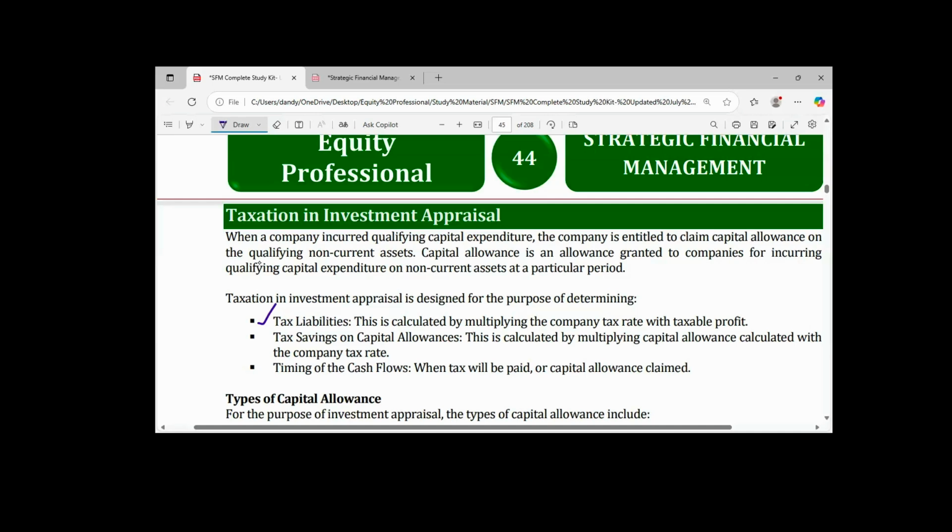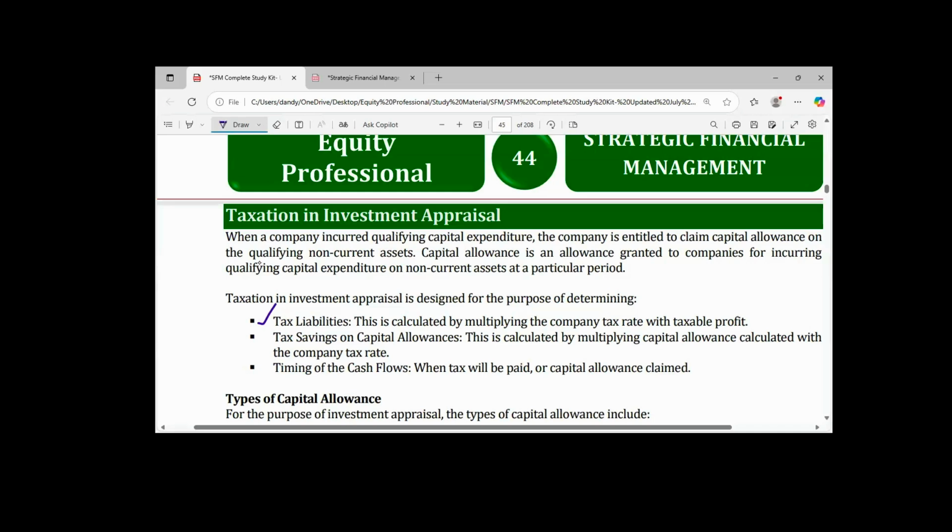Like I mentioned, capital allowance is an allowance granted to a business for incurring qualifying capital expenditure. All right. So the essence of capital allowance is to reduce taxable profits and in effect tax liability. Therefore, to get the tax saved on capital allowance, you need to multiply the company tax rate by the capital allowance computed.